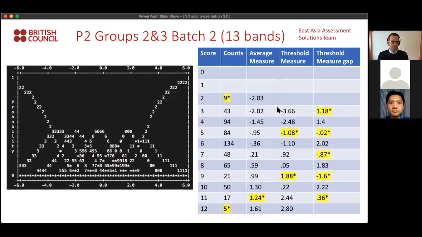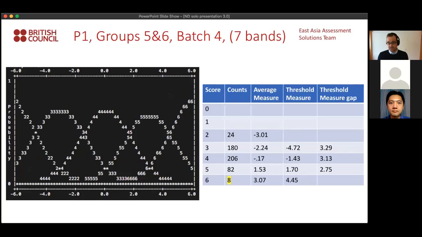Now, if we compare these two probability curves with those for 7 bands, there is a distinct difference. As you can see, the distinctions between the bands are clear, and this suggests the scales are performing well. In terms of counts, again, we can see the extreme bands have low counts. Average measures increase in number order, and threshold measures increase in number order, and the gaps are within accepted tolerances.